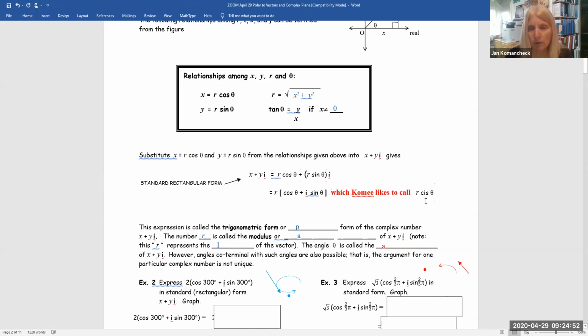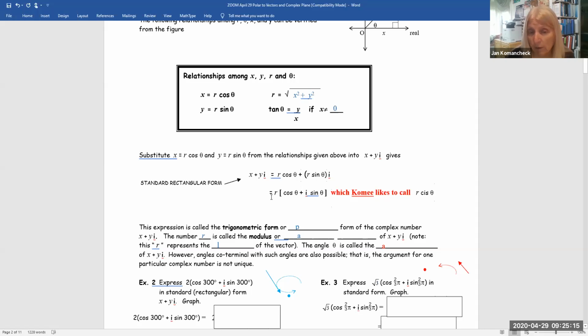Where did I get the cis from? I got the cis from the fact that I'm too lazy to write out cosine theta. So my c stands for cosine theta. My i stands for the i that's supposed to be in front of the sine of theta, and the s stands for sine of theta. So when I see r cis theta, I go r cosine theta plus i sine theta. And again, it's just shortcut notation. I would have to write this out every single time.